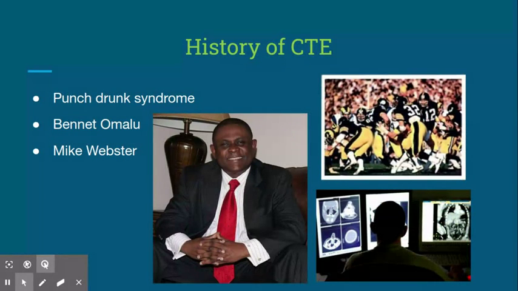History of CTE. CTE was first described in 1928 when Dr. Harrison Martland described a group of boxers as having punch-drunk syndrome. Over the next 75 years, several doctors reported similar findings in boxers and victims of head brain trauma. In 2005, a doctor named Bennett Amalu published the first evidence of CTE in an American football player named Mike Webster. Dr. Amalu then fought with the NFL to spread awareness on the disease, but no one listened till later in his career when more NFL players were dying from CTE.